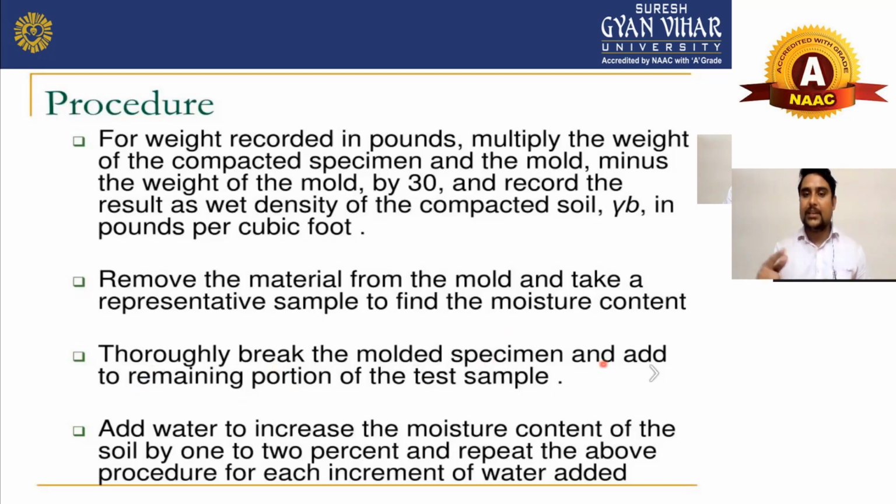Thoroughly break the molded specimen and add the remaining portion of the test sample. Add water to increase the moisture content of the soil by 1 to 2% and repeat the procedure for each increment of water added. You have to increase the water quantity in percentage, like first you use 9%, then you use 12%. You cannot go directly from 9 to 18. You have to go slowly, then you will get the optimum result.